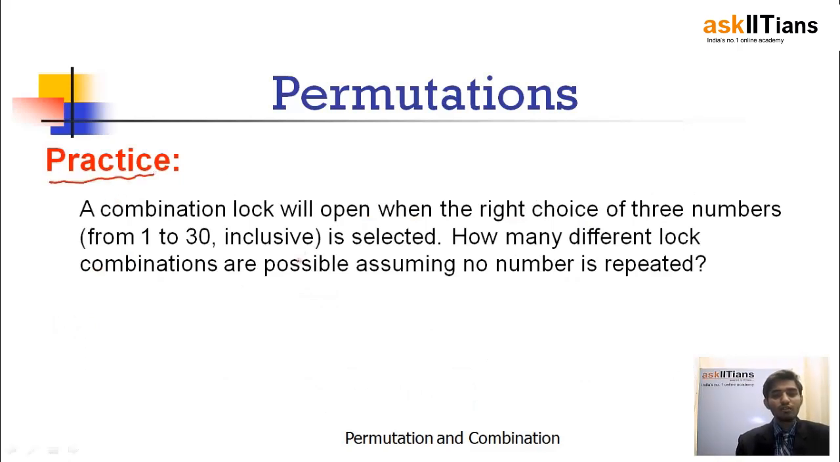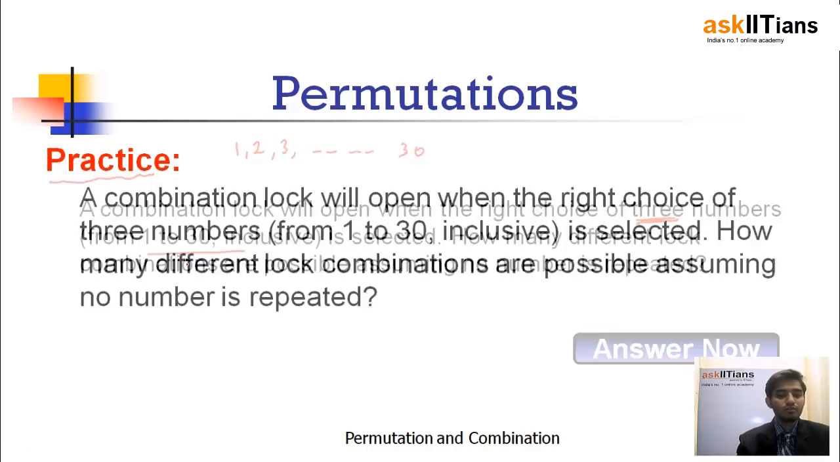A combination lock will open when the right choices of 3 numbers from 1 to 30 inclusive is selected. So I have 30 numbers: 1, 2, 3 up to 30. These are the 30 numbers out of which I have to choose any 3 numbers. Okay, and then I want to arrange them. Here order is also very important. Which number you are dialing first, that is also very important. So what formula will I use?